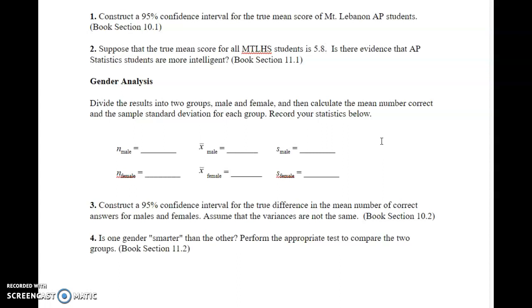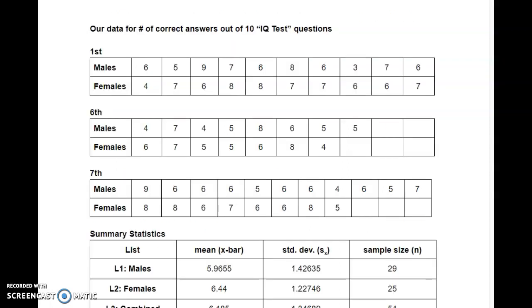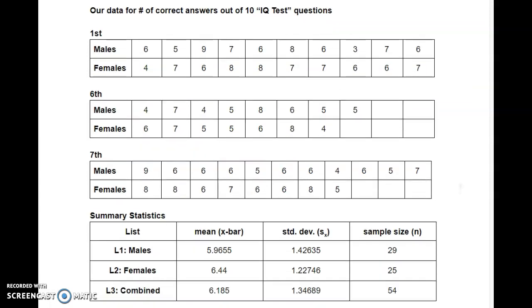We will then look into the 2 groups, and I have these numbers already calculated as well. For number 3, we'll do the confidence interval for the true difference in the mean number correct, which is section 10.2, and then to see if there is a difference between the 2, if one is smarter than the other. So these are the results from each of the 3 class periods, just the number out of 10.